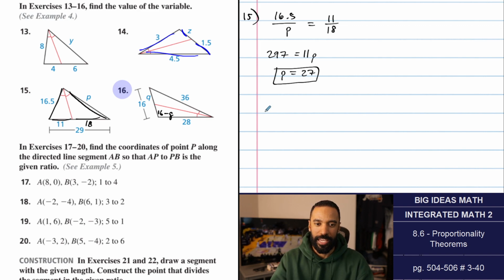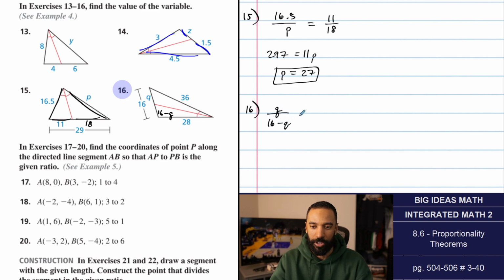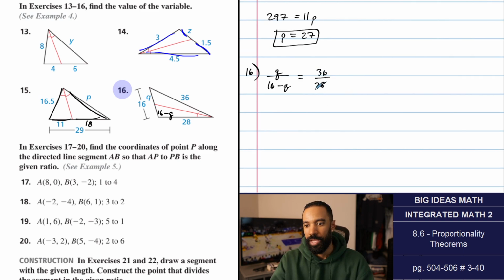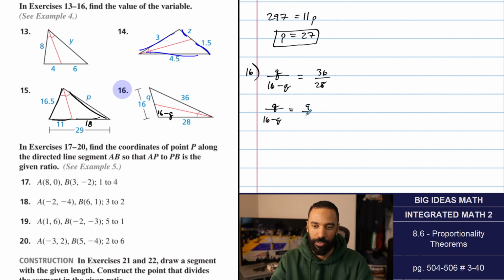So let's go for those bottom parts before we mess something up. Let's do q over 16 minus q. So that's the top triangle and the bottom part of the triangle, if you will. Equals, now that's 36 over 28 on this side. And I think this will help me reduce this fraction and do more things. If I divide these by 4, I will get 9 over 7.